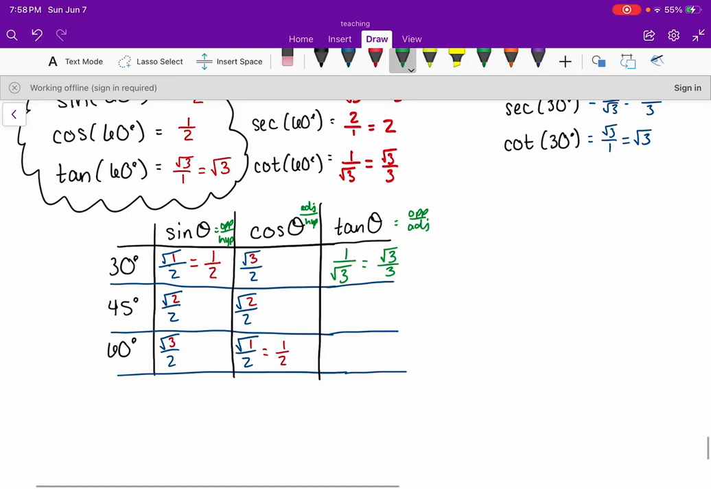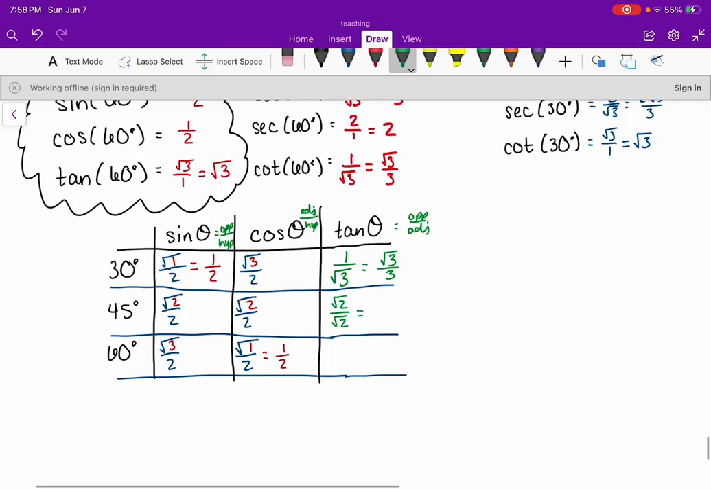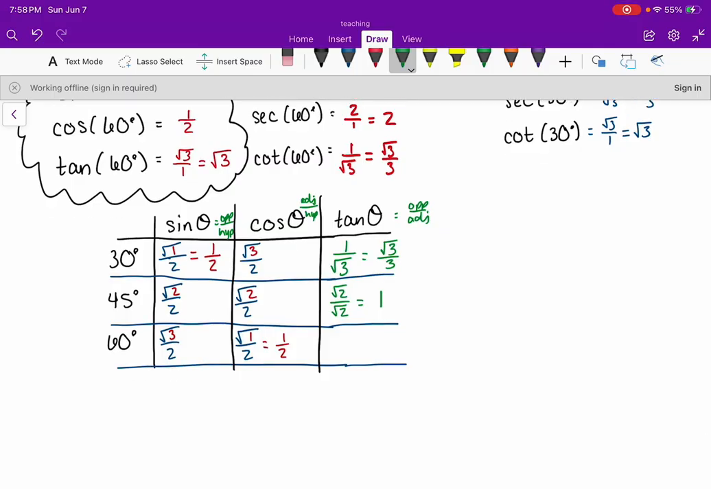For my 45, I'm just taking my numerators. Square root 2 over square root 2. Anything over itself just equals 1. For the 60 degrees, I'm taking my square root 3 over 1, so that's just square root 3. So even here, this kind of tells you that you really only need to memorize sine and cosine. And then you can use those to just go get tangent.